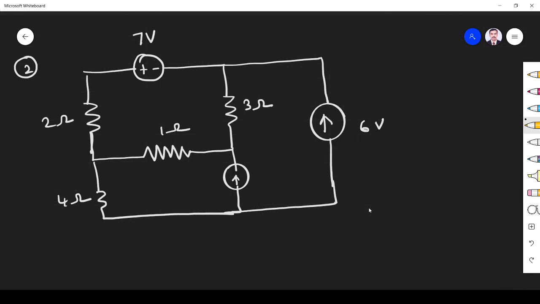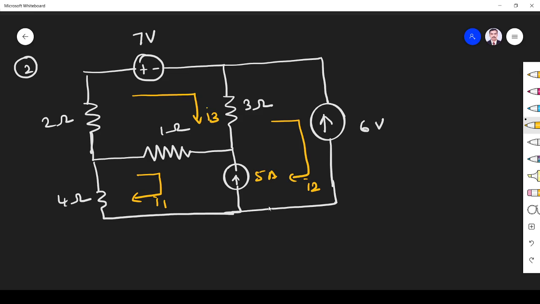Here we have three meshes, and this current is a 5 ampere current. This is mesh 1, mesh 2, mesh 3. We have a current source common between two meshes, so this comes under the category of supermesh. First we mark the currents. This is mesh 1, this is mesh 2. I always take the current in the positive direction, but you can take any direction. I2, then this is I3.